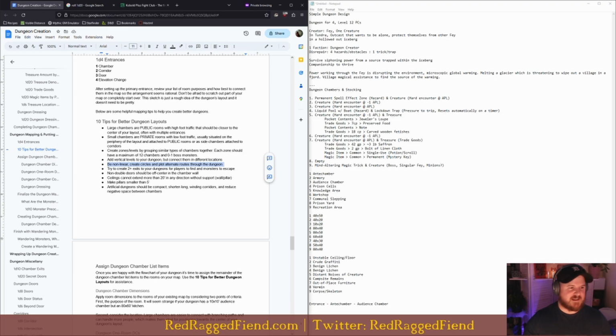Right, same thing with nonlinear. Create circles and plot alternate routes throughout the dungeon. So your dungeon's not fully linear. We have 9 chambers, and we don't want you to go from chamber 1 to chamber 2 to chamber 3 to chamber 4 in a line. Make sure there are ways to go around things. You can not see things, where you have to spend time and effort and think about the layout of the dungeon to make sure your party reaches every nook and cranny of this dungeon.